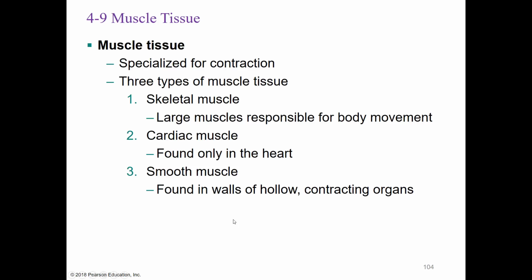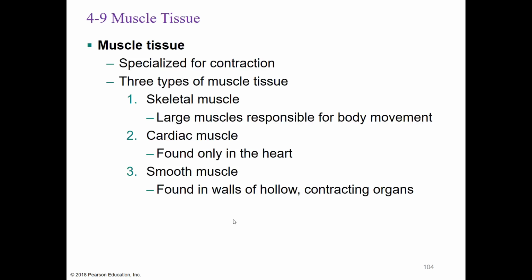Okay, so finally we have muscle tissue, and muscle tissue is specialized for contraction. So again, we are not going to talk a lot about muscle tissue now because we do have a chapter on it coming up in chapter 10. So we're just going to give some bullet points on muscle tissue as an introduction. It's specialized for contraction, and there are three main types: skeletal, cardiac, and smooth.